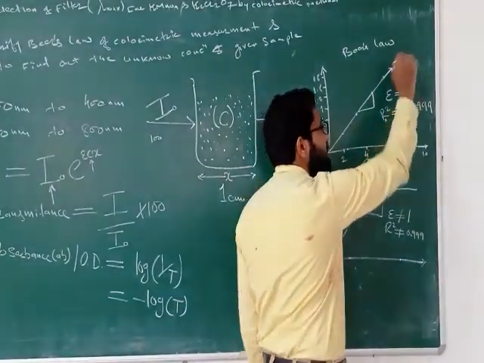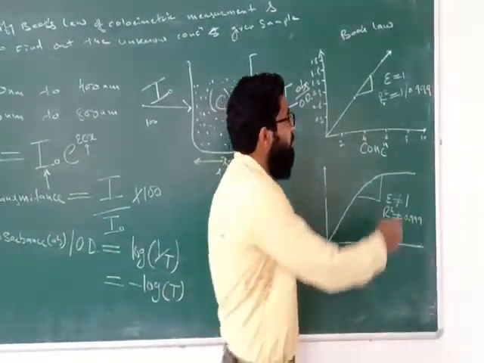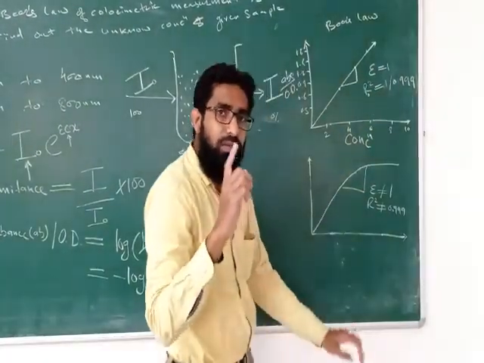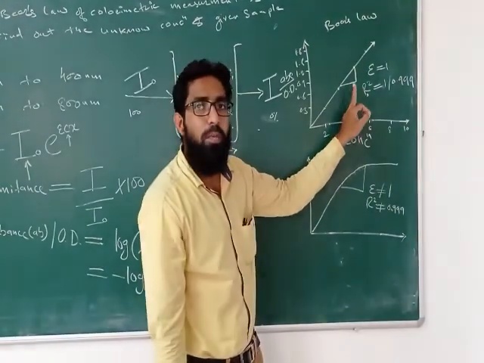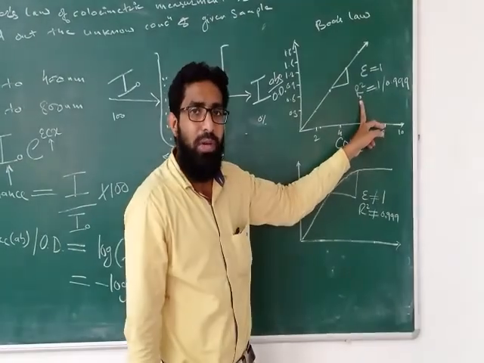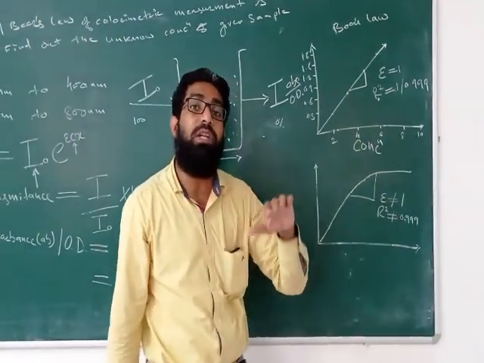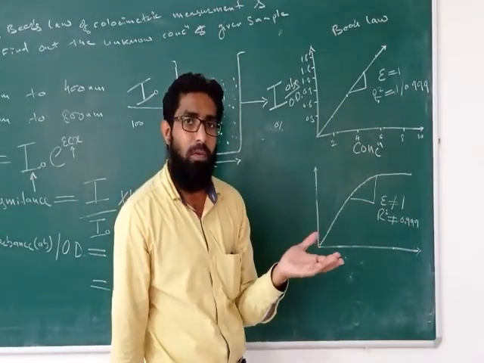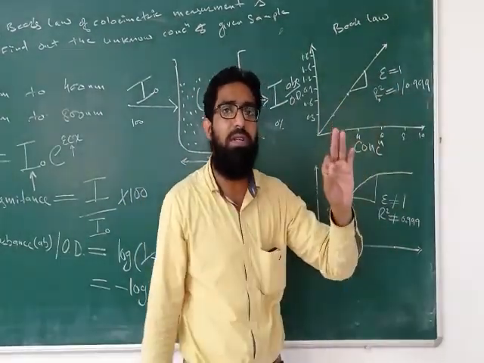If it is linear, then the molar extinction coefficient, which is calculated from the slope of the graph, is equal to 1, or it is also called the R square value. R square is nothing but the deviation from linearity. Okay, if it is equal to 1, it means it is ideal.